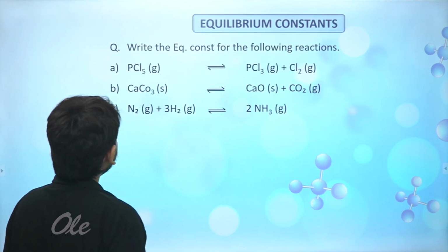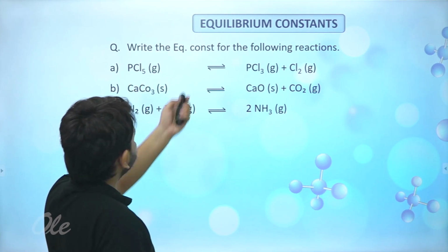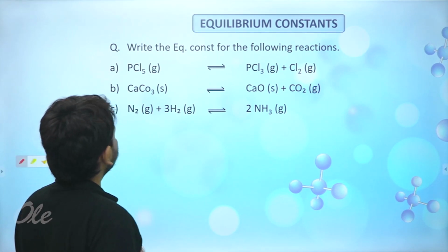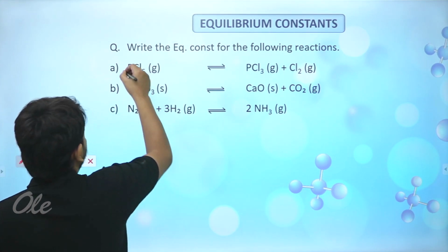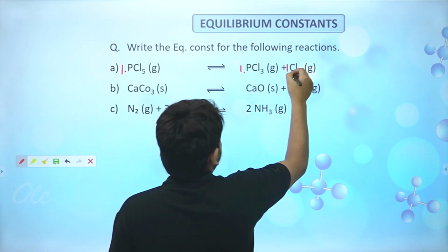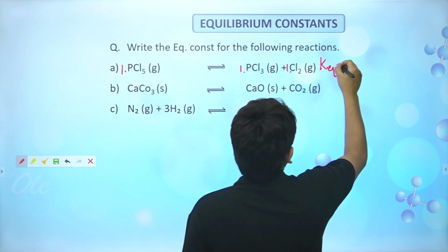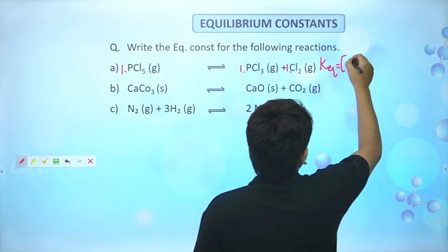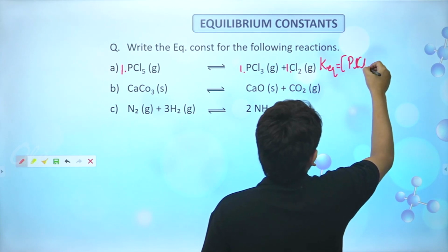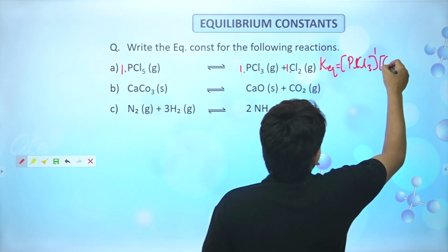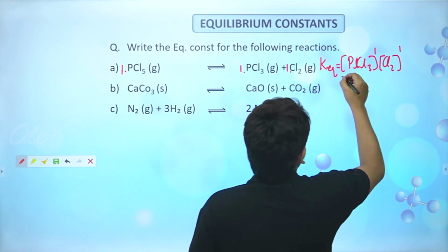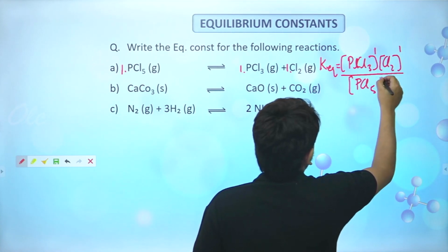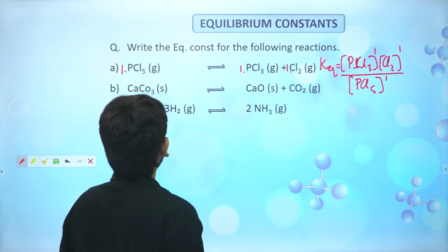I'll move on. Can we write the equilibrium constants for these reactions, guys? Yes, we can. Let's write it for the first one. The stoichiometric coefficients of all of them are 1. So K equilibrium would be, we take the products in the numerator: the concentration of PCl3 raised to the power 1 into the concentration of Cl2 raised to the power 1, over the concentration of PCl5, the only reactant, raised to the power 1. I hope you've understood this, guys.